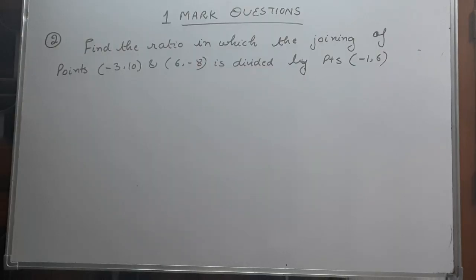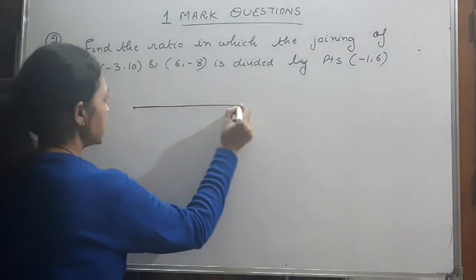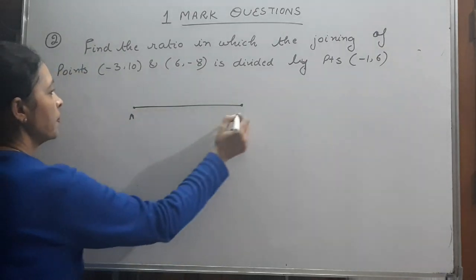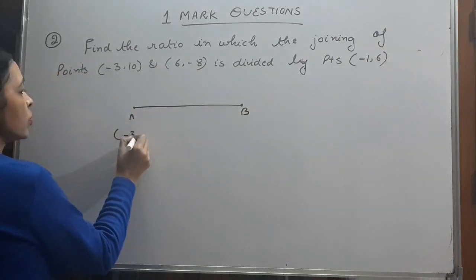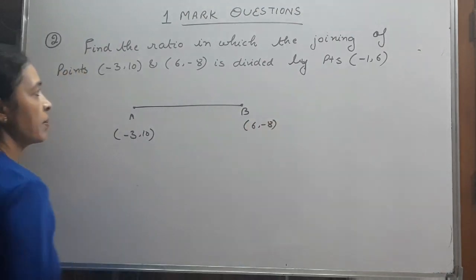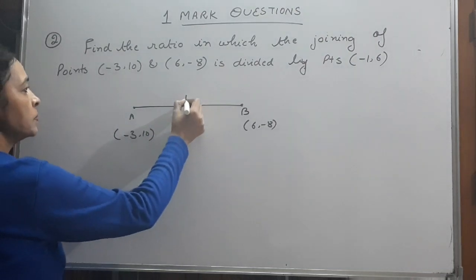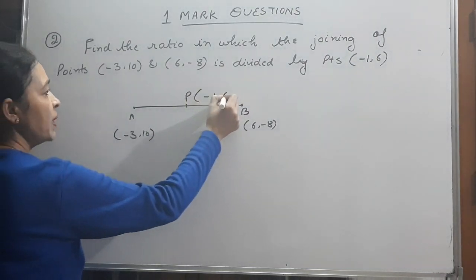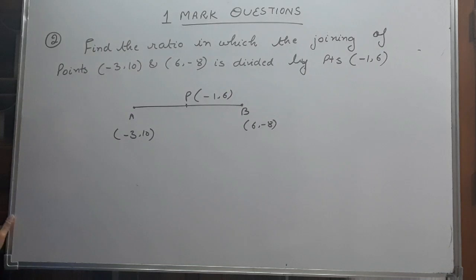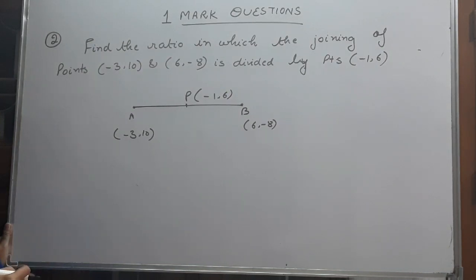Find the ratio in which the line joining the points minus 3, 10 and 6, minus 8 is divided. Let these be 2 points joined by a line AB. A is minus 3 and 10, and B is 6 and minus 8. AB is a line segment. Let there be a point P. The coordinates of P are minus 1 and 6. We have to find out the ratio in which this point P is dividing AB.